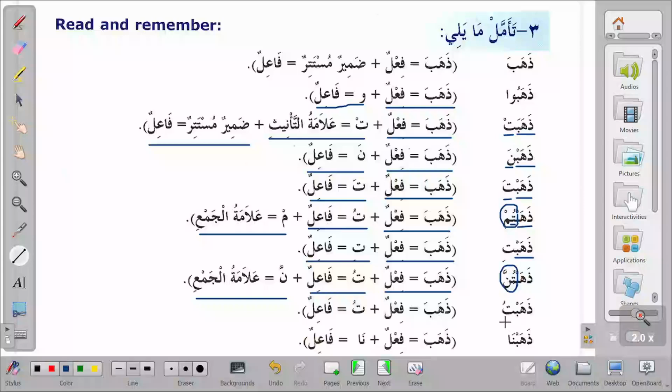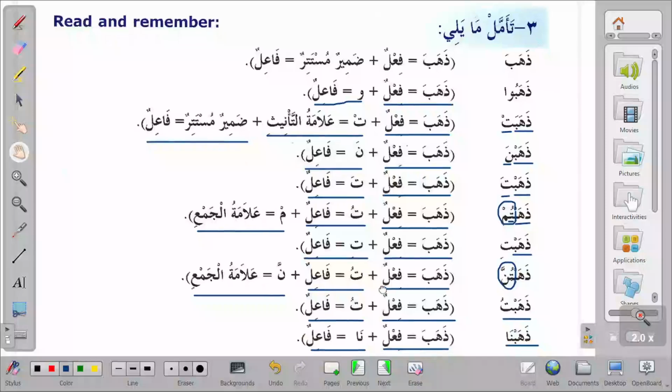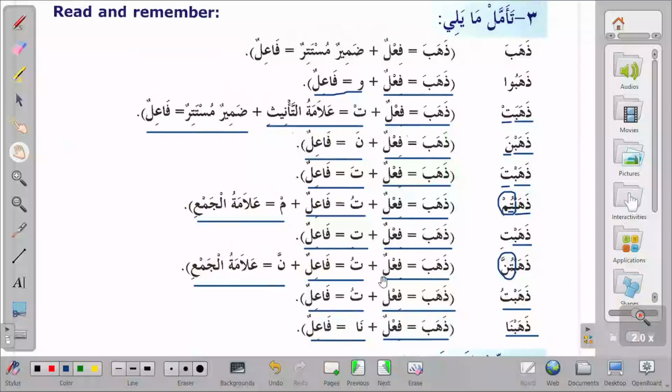Now here, zahabtu, the same way as I just told you. So zahaba is the verb, the ta is the doer. So tu is the doer. Zahabna, the same way. The zahaba is the verb, and then the na is the pronoun. Right? We. Okay. So I hope that is clear. Everything here is clear, right?